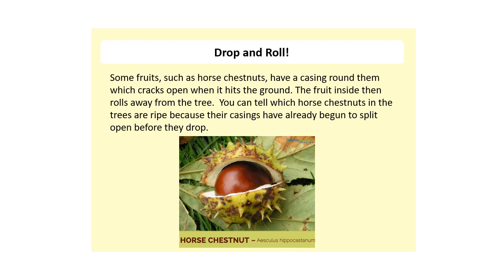Drop and roll. Some fruits, such as horse chestnuts, have a casing around them which cracks open when it hits the ground. That's the green part. That's the casing, like a container. The fruit inside then rolls away from the tree. You can tell which horse chestnuts in the trees are ripe because their casings have already begun to split open before they drop. So you might search horse chestnut on YouTube and see what you can find.